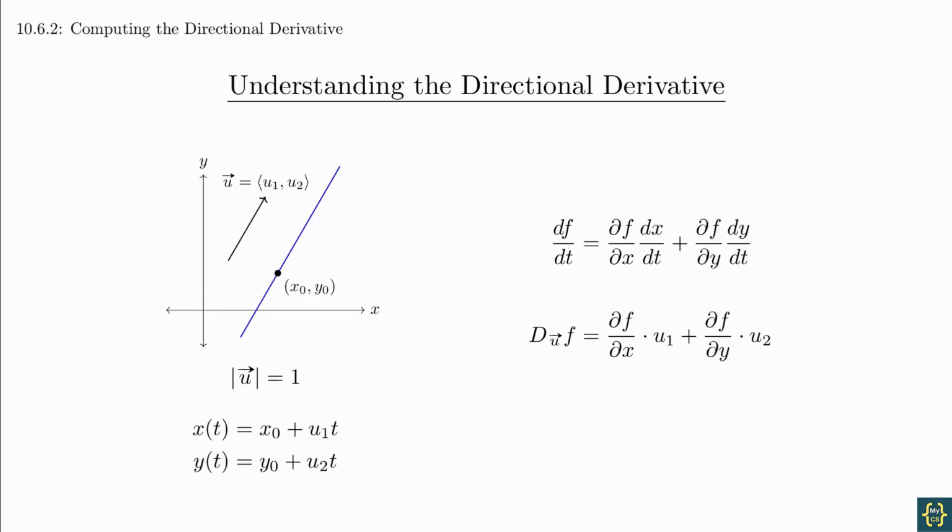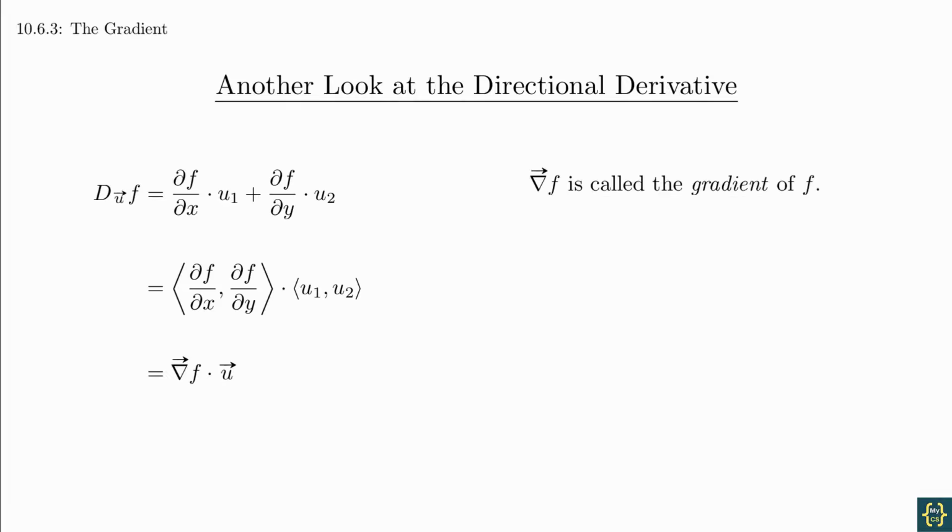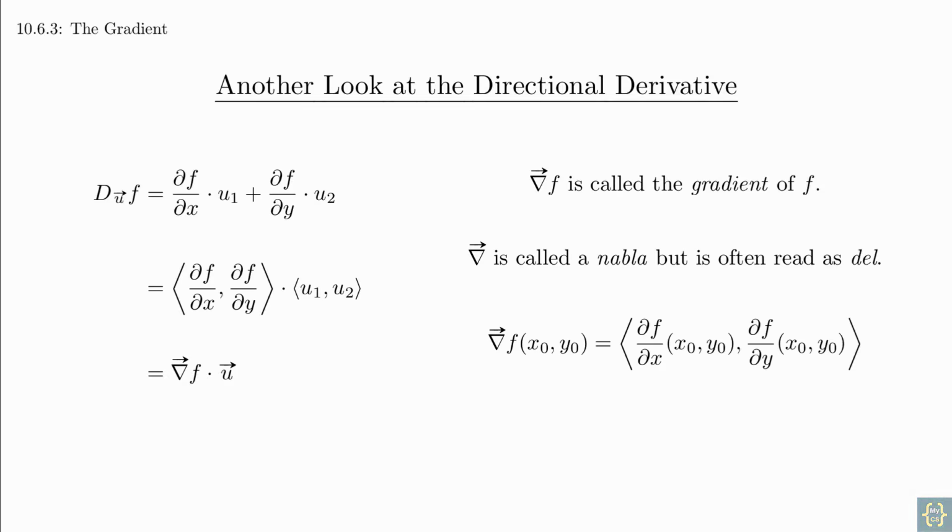If you look at the formula for the directional derivative, you might pick up on the fact that it looks like a dot product. Specifically, it's the dot product of the vector of partial derivatives with the vector u. This vector of partial derivatives turns out to be an important and useful value in calculus, so we give it a special name. This is known as the gradient of f, and it is written with this upside down triangle. The symbol is called a nabla, but it's often just called del. So the gradient of f, or del f, evaluated at the point x0, y0, is the vector of partial derivatives evaluated at the point x0, y0.